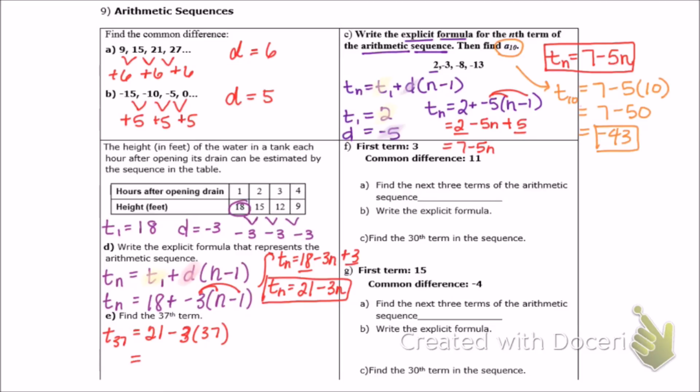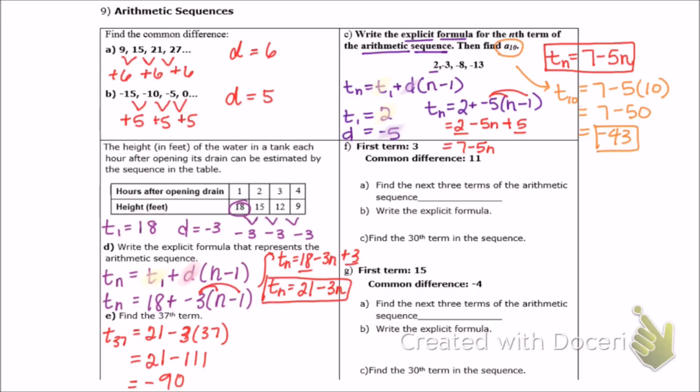Okay, so 21 minus 111, 3 times 37 is 111. If we subtract that, we're going to get -90, which means that after 37 hours of draining the water tank, you're going to have -90 feet, which is not actually possible, but it is possible to find the 37th term. Okay, so just keep that in mind for those word problems or those situation problems.